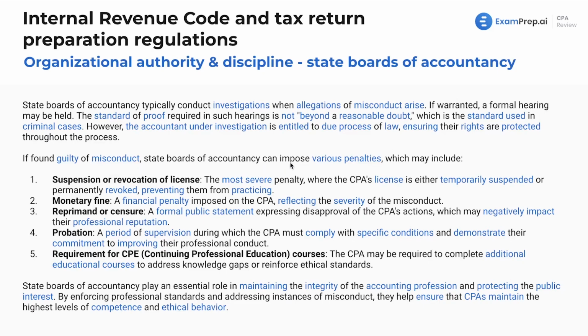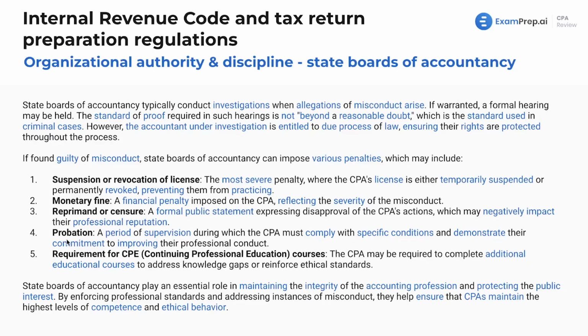State boards of accountancy can impose various penalties, and these include suspension or revocation of license, which totally makes sense. This is the most severe penalty they can do, either temporarily or permanently taking away that license, preventing them from practicing. We've also got monetary fines, financial penalties imposed on the CPA that reflect the severity of the misconduct. A reprimand or censure. This is a formal public statement expressing disapproval of the CPA's actions, which may negatively impact their professional reputation. That's definitely a great way to harm someone, to let it be known to the general public that they have done something wrong.